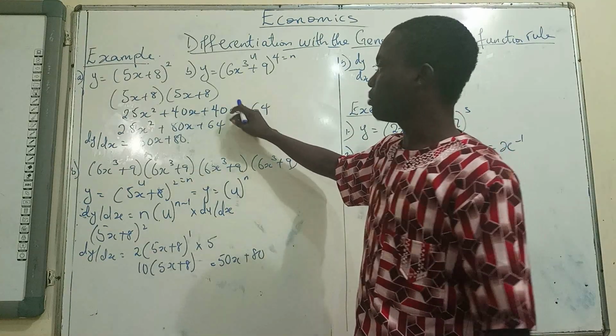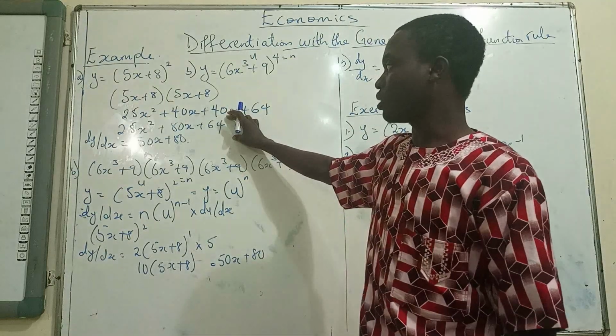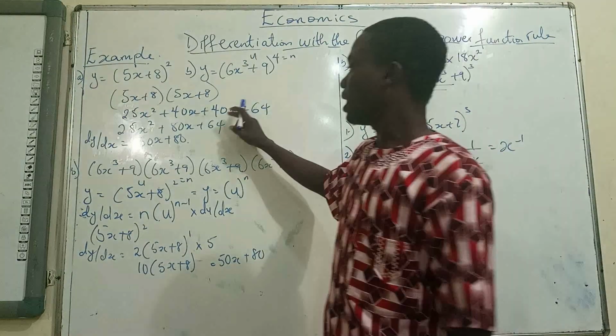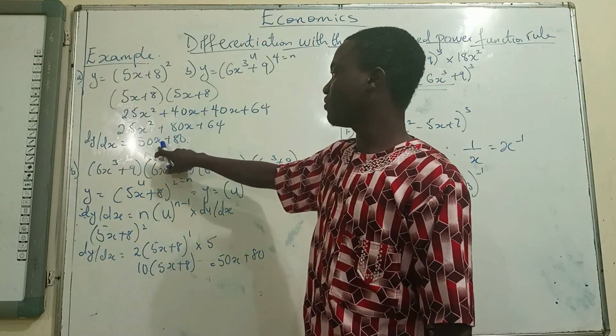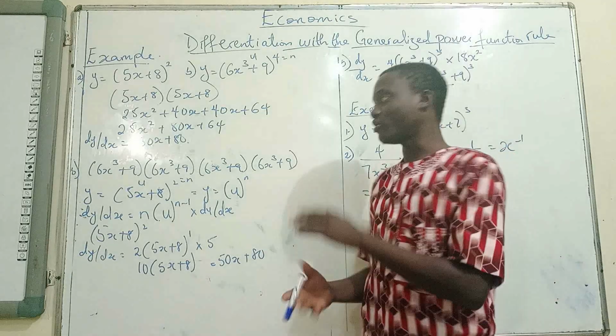Alright, so we have expressed this in this format, so we can then do d/dx of this. Find the first derivative of this, and that will give us 50x plus 80.